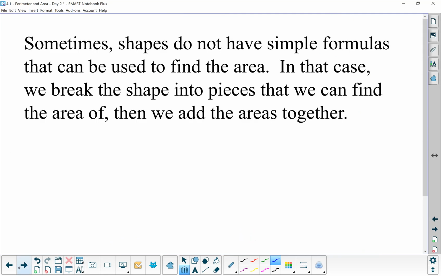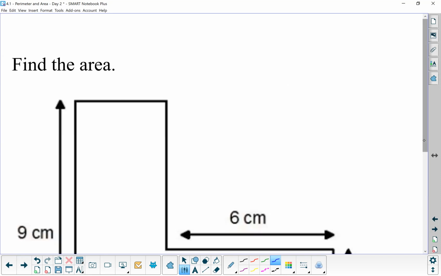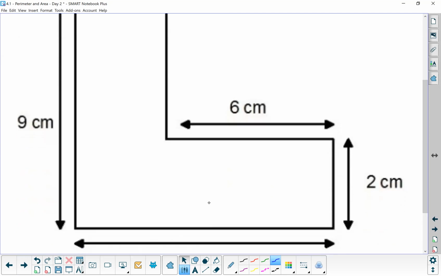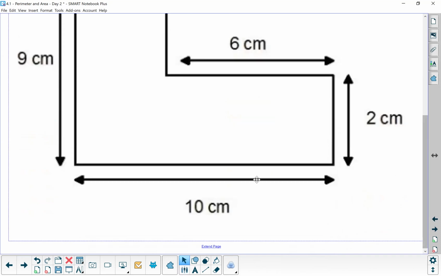So the same can be true with area. Right? There can be some shapes that don't have a simple formula to calculate area. So we're going to break those shapes into pieces and calculate the area of the individual pieces. So this is that L shape that we started with in our perimeter talk. Now we're going to calculate area with it.